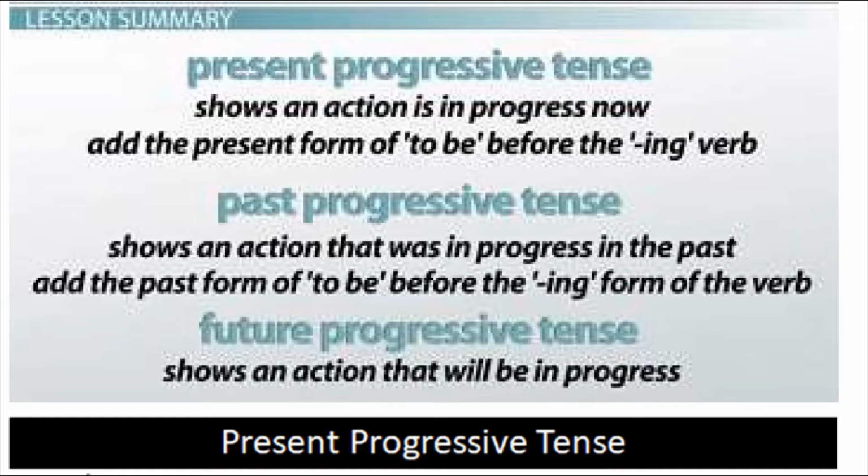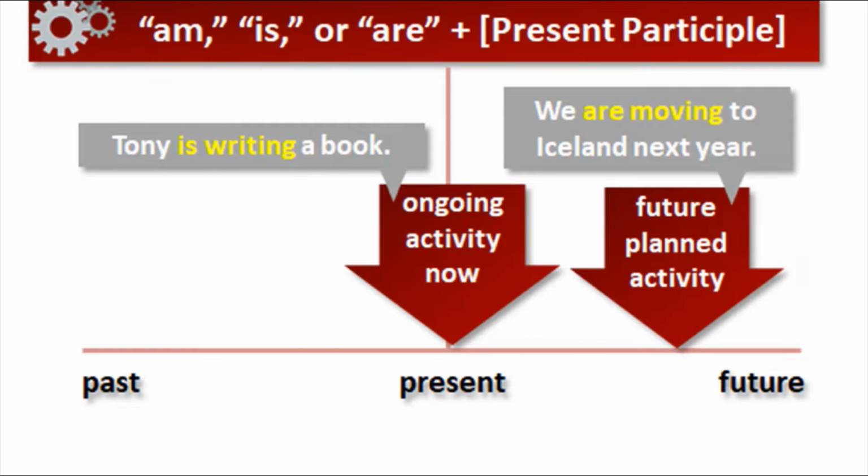Future progressive tense shows an action that will be in progress. That's the rule of the progressive tenses.